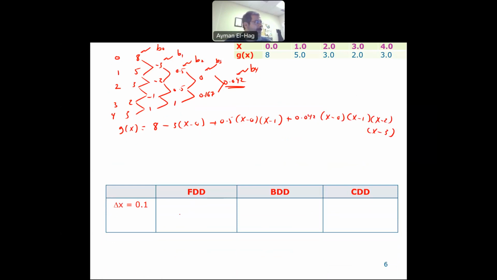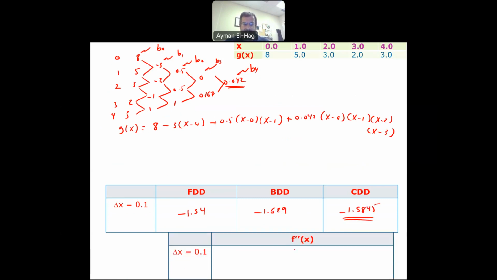So your FDD is equal to minus 1.54. I don't need to calculate everything now because it's sort of repetition. The BDD is minus 1.629. The CDD is minus 1.5845. Again, the CDD is something in the middle. And finally, your second derivative will be equal to g of 2.1 minus 2g of 2 plus g of 1.9, divided by 0.1 squared, and we do the calculation, this is equal to 0.889.